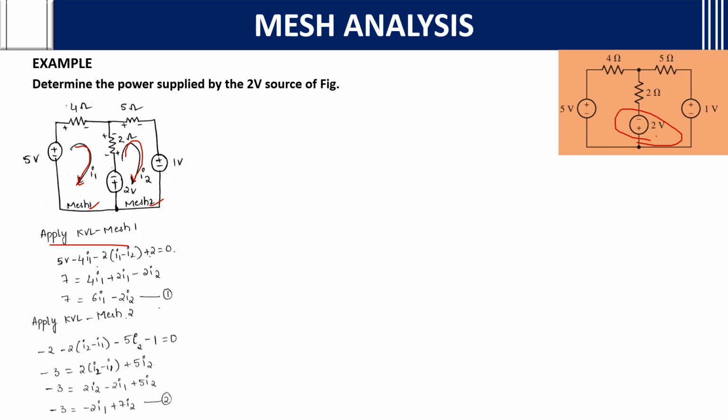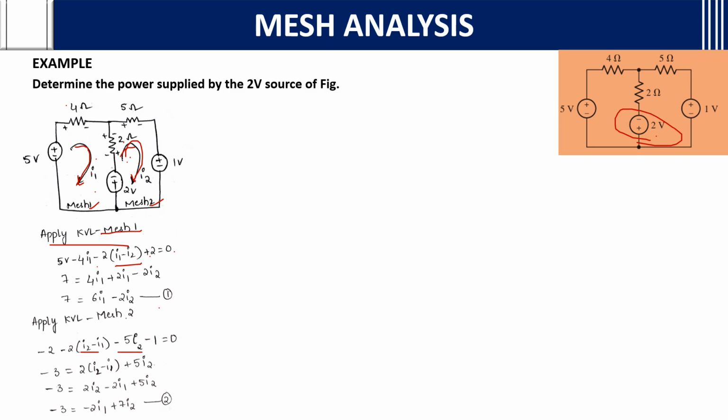Then apply KVL to mesh 2. Mesh 2, how will we apply? Minus 2, considering from here in the clockwise direction, so minus 2 into (I2 minus I1). Why? Because we are considering mesh 2. So first mesh 2 current needs to be taken, then the mesh 1 current, so I2 minus I1. Earlier, considering mesh 1, it was I1 minus I2. Here it is I2 minus I1, because we are considering mesh 2.